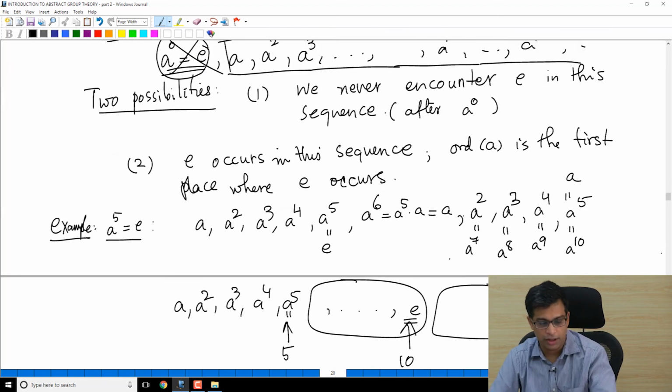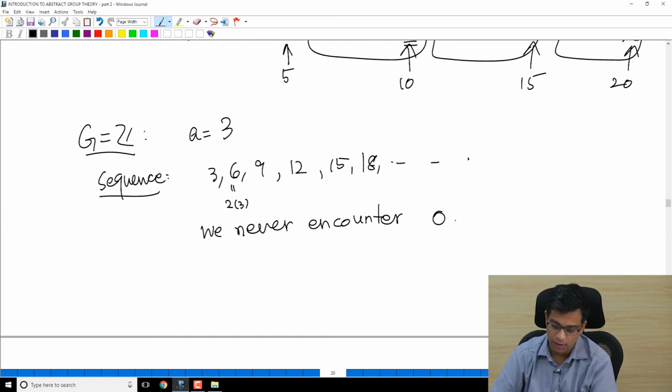This is possibility number 1 here. The sequence is a sequence of distinct integers never containing 0. So this is the first possibility.